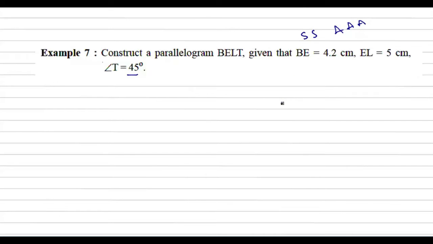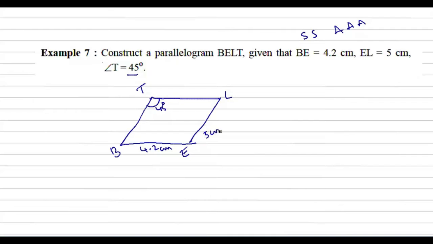So what is our first step? You should first draw a rough sketch of the parallelogram BELT and mark the given measurements. You should write it as B E L T. Now here we have angle 45 degrees, then B to E 4.2 centimeters, then E to L 5 centimeters. So actually we require two more angles.